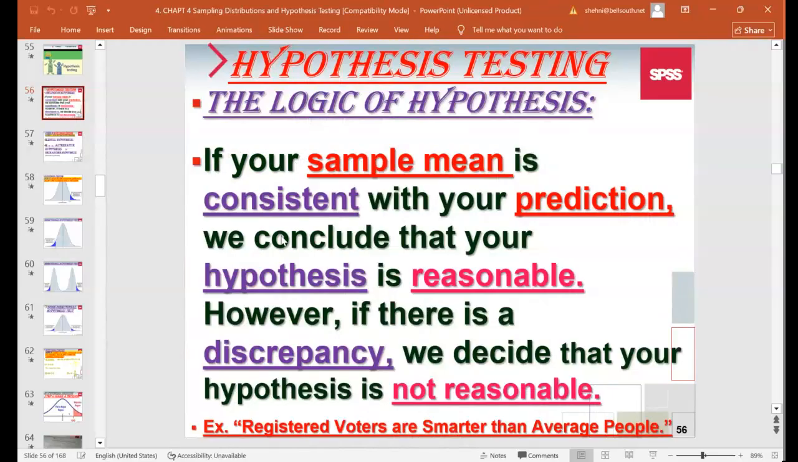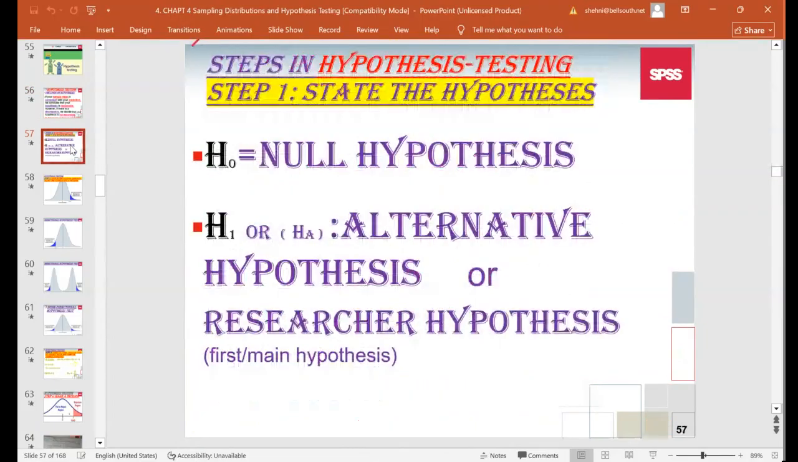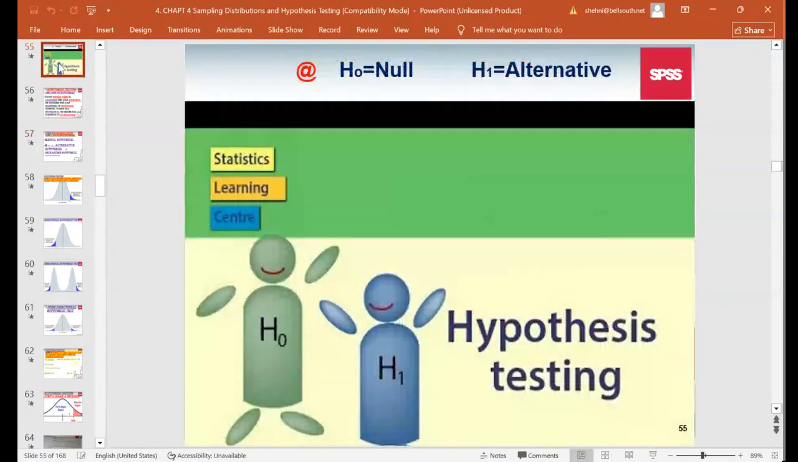Here's the logic behind the hypothesis testing. You can read it. There's a null hypothesis that you can see here illustrated in green. And H1. H1 is the researcher hypothesis or alternative hypothesis. Some texts have it as HA, it's the same thing. But H0, that's the null hypothesis.